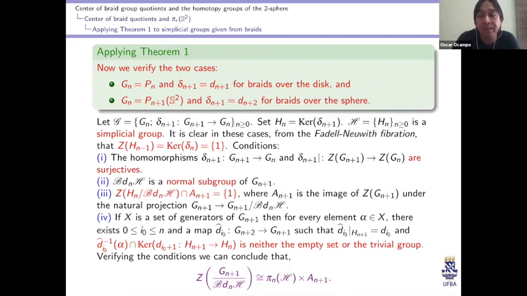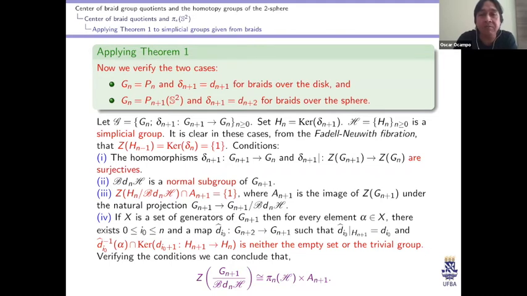If we verify these four conditions, we will check that for this G_m, when G_{m+1} is the pure braid group over the disk, or G_{m+1} is the pure braid group over the sphere, we conclude this isomorphism in violet, where π_n of H will be π_n of K(D2), or will be π_n of K(S2), and both of them are isomorphic to the homotopy groups of the sphere. So we complete the result.